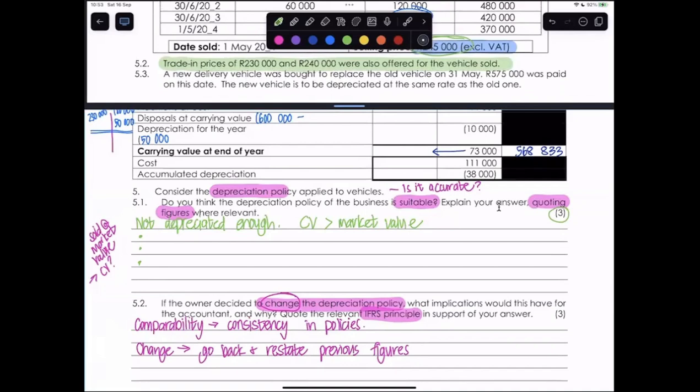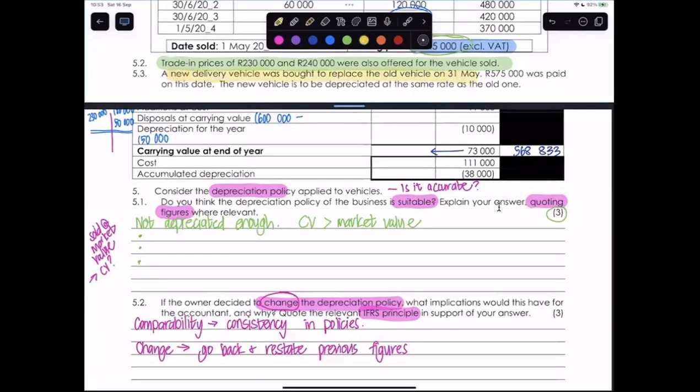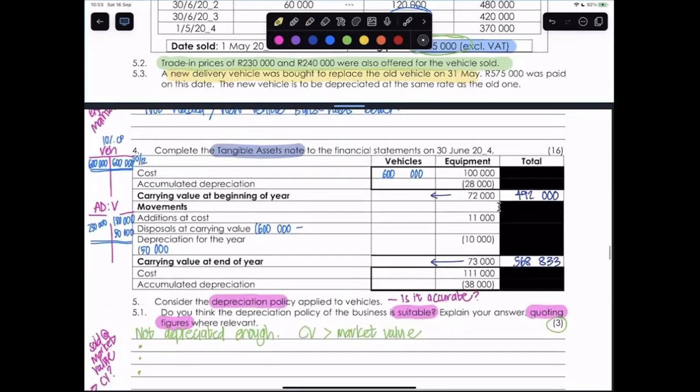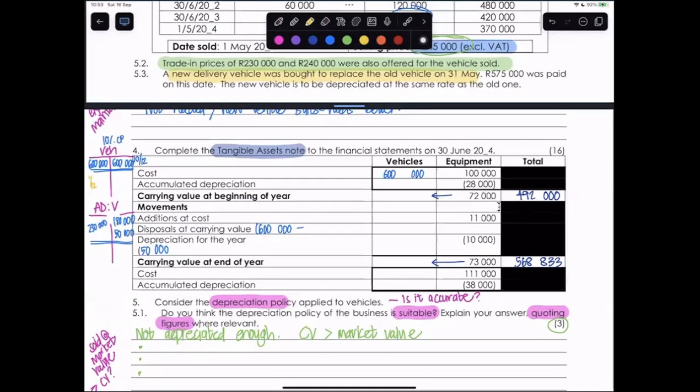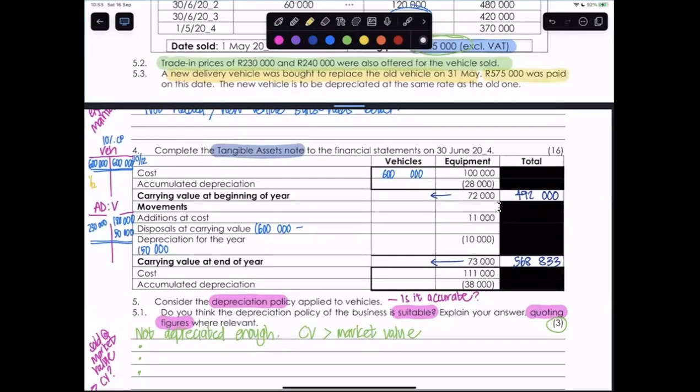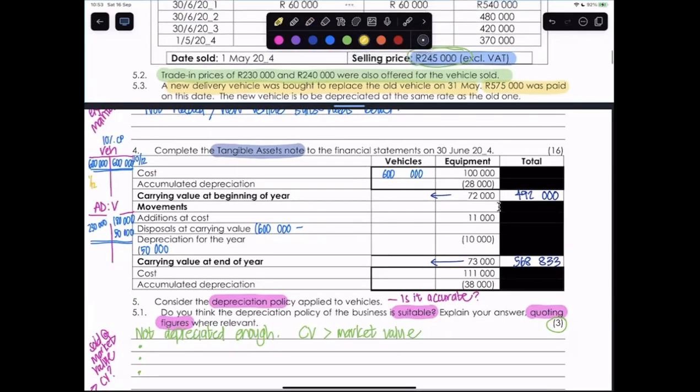A new delivery vehicle was bought to replace the old delivery vehicle on the 31st of May. So that means that you've got a new vehicle coming in on the debit side of your vehicles account. If it was bought on the 31st of May, that means you've only had it for 1 month. So you can show 1/12 on the debit side of vehicles. We can see here 575,000 was paid on this date, and the new vehicle is to be depreciated at the same rate as the old one. Now notice, that tells us that the 575 was paid, and remember that the amount paid is inclusive. In other words, for the purposes of my tangible assets, in my vehicles account, I would need to calculate what the original exclusive amount is.